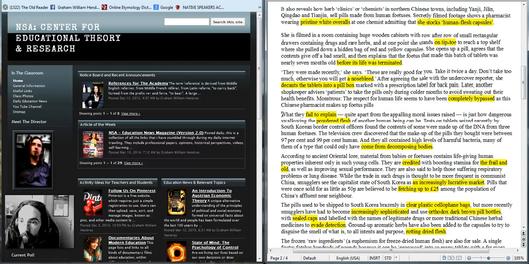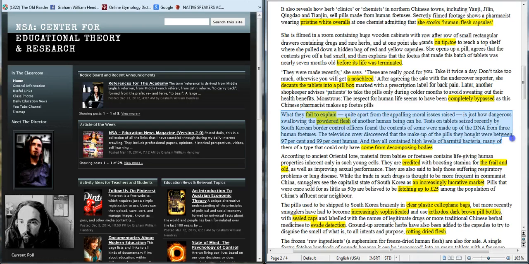What they fail to explain, quite apart from the appalling moral issues raised, is just how dangerous swallowing the powdered flesh of another human being can be. Tests on tablets seized recently by South Korean border control officers found the contents of some were made up of the DNA from three human fetuses. The television crew discovered that the makeup of the pills they bought were between 97% and 99% human, and they all contained high levels of harmful bacteria, many of them a type that could only have come from decomposing bodies.